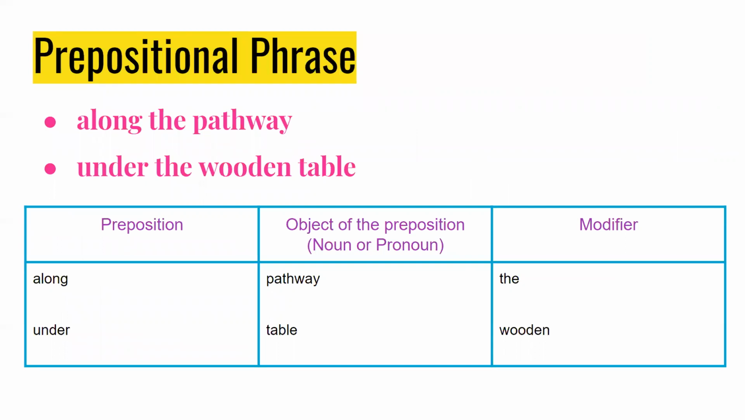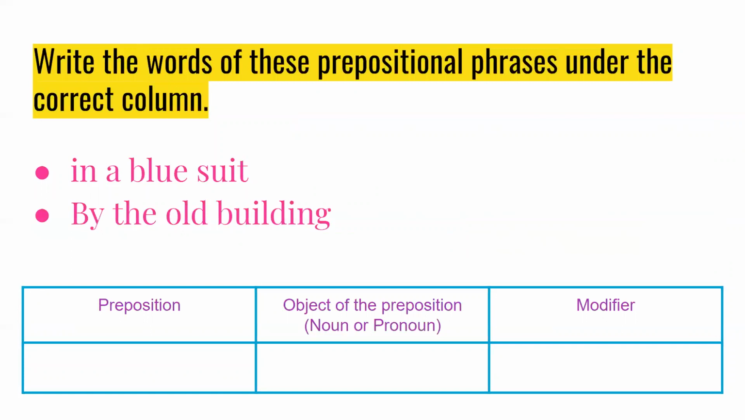Prepositional phrases. It's easiest to think of prepositional phrases in terms of the preposition itself, the object of the preposition, which is either a noun or pronoun, and the modifier. In the first prepositional phrase, along the pathway, along is the preposition, its object is pathway, and the modifier is the. Similarly, with our second phrase, under the wooden table, under is the preposition, table is its object, and the modifier is wooden. Write these words under the correct column.